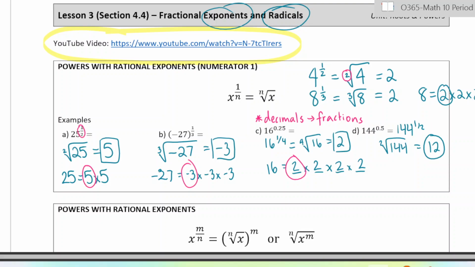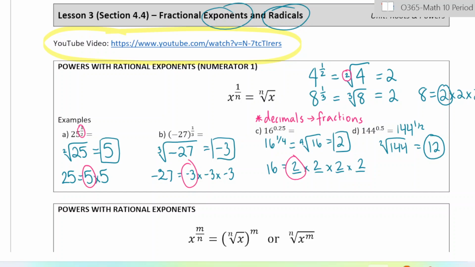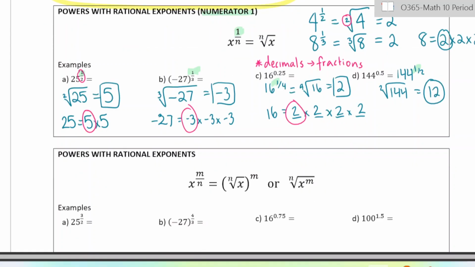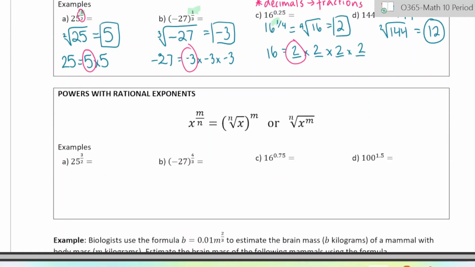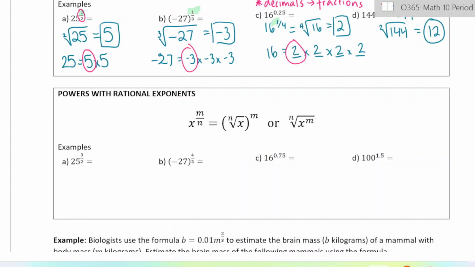And notice with those ones, the numerator for all of those ones was 1. We're going to add one more layer of complexity in the next level where our numerator is not 1. Now it's a number. And all we do with that number is actually just stick it on the outside. So I'll show you what I mean. It's just going to become our power. Okay, it can go inside the square root or it can go outside the square root. The number down here still goes to the index of the root or the radical.